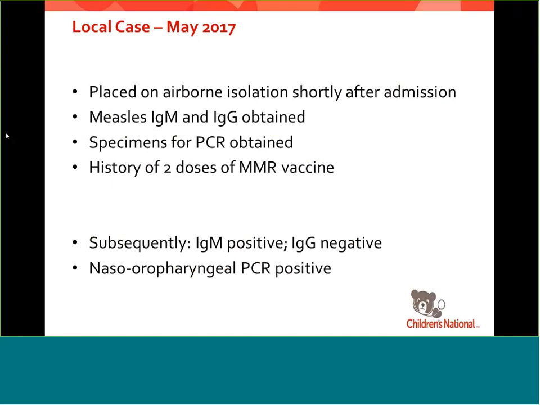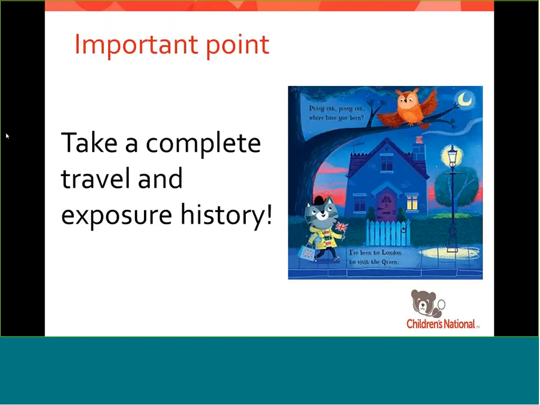Subsequently, his IgM returned positive and his IgG returned negative, and his nasopharyngeal specimen, which had been collected during his hospitalization, was sent to the Maryland Department of Health, where it was PCR positive. So that's how his diagnosis of measles was made. So I really want to say there that the key for this particular case was to take a complete travel and exposure history. That was what brought us to diagnosis in this child's case.